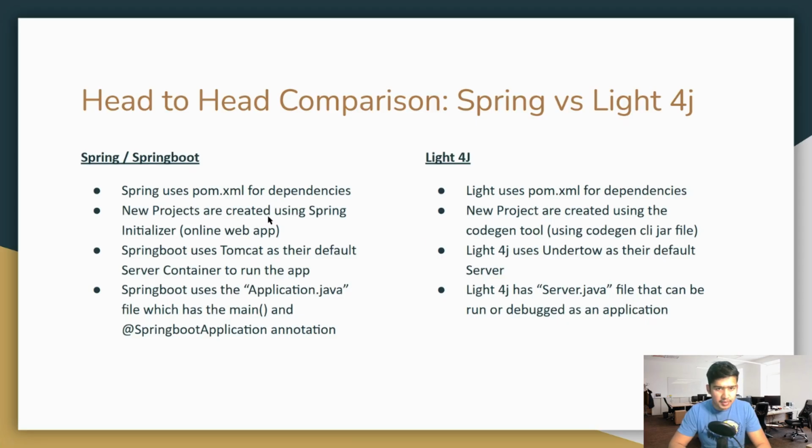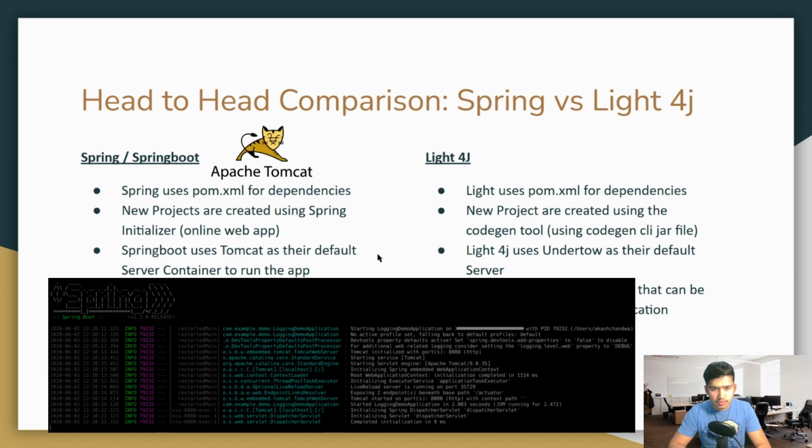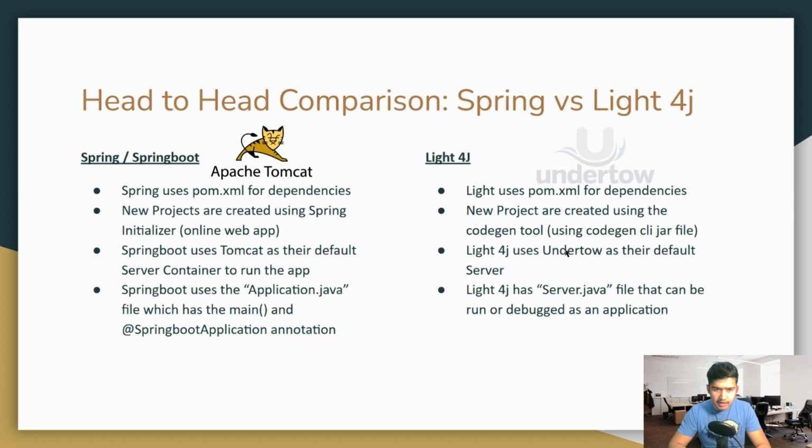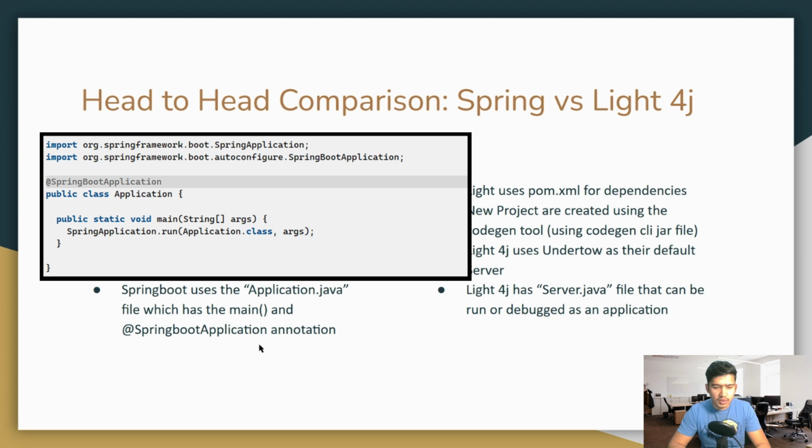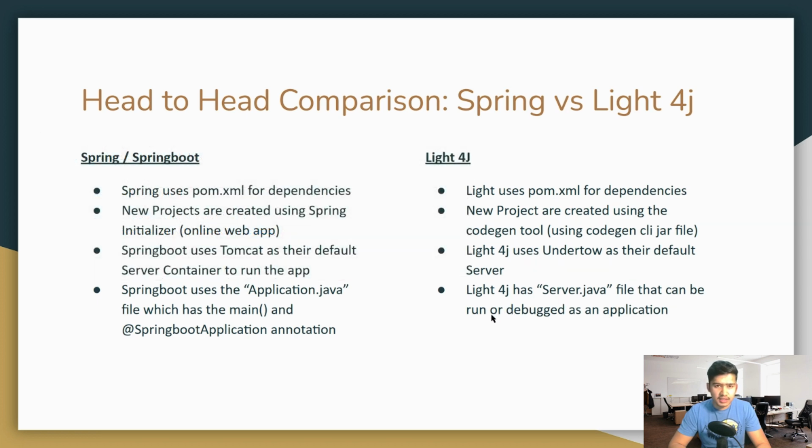So Spring uses the Spring Initializr, whereas new projects in Light-4j are created using codegen. Spring Boot uses Tomcat as its default container to run the application. As soon as you press the play button, you see the logs generating and the application running. And Light-4j similarly uses Undertow as its default server. The main class file of any Spring Boot application is Application.java. It has the main function, which is usually just one line, but most importantly, it has the SpringBootApplication annotation. Whereas in Light-4j, server.server is the file that is used for running or debugging the application.